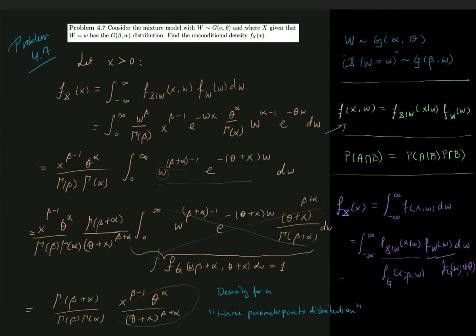So now that you've seen this, you can just remember that if we have a mixture model where we take W and let it be gamma distributed, and then say that x given W is gamma distributed with second parameter equal to the value of W, then we get that x is 3-parameter Pareto distributed.